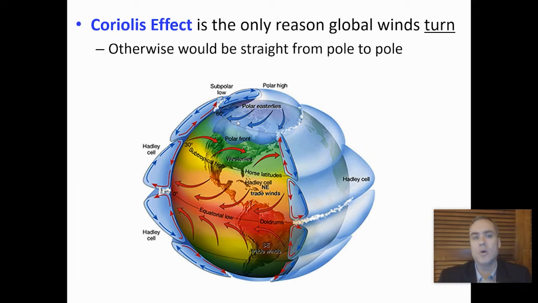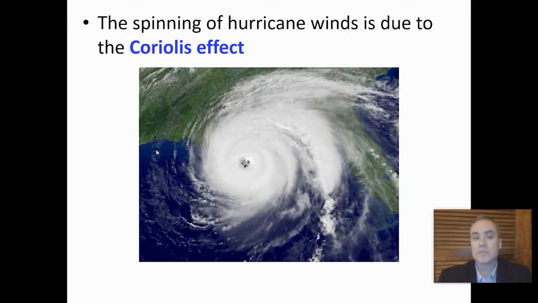But as we've said, the only reason you see all these turns on this map of global winds is all because of the Coriolis effect. This map looks very complex, but once we see the patterns, it'll be much more simple. The Coriolis effect is also the reason why hurricane winds spin. They are long-distance winds which travel for hundreds of miles.